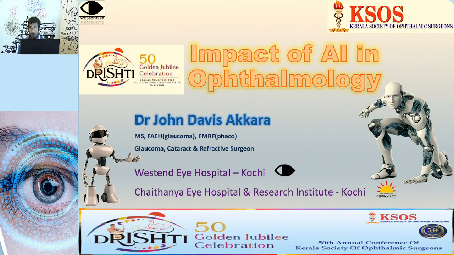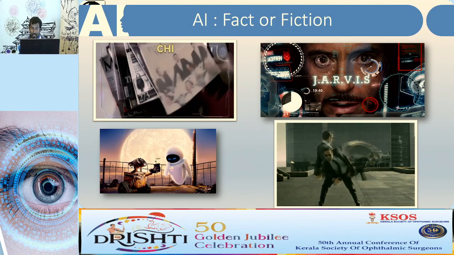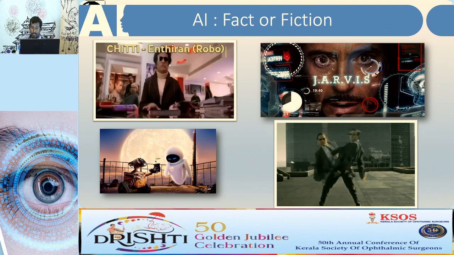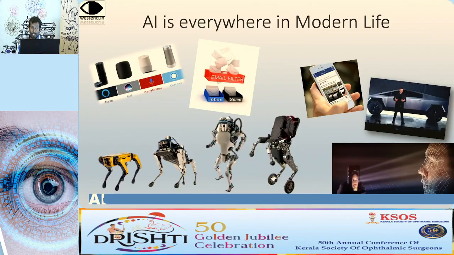So we saw all about how to publish and all the different types of publication and thinking out of the box to publish and all that. Now I'm going to talk about something slightly different, which is the impact of AI in ophthalmology, but I will also get back to the impact of AI in publishing. Okay. So first, is AI fact or fiction? It is a fact now. Everywhere around us, AI is there. It's not just in the movies, but it is not like we see in the movies.